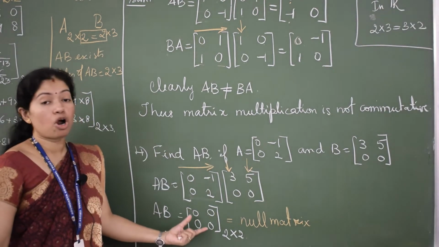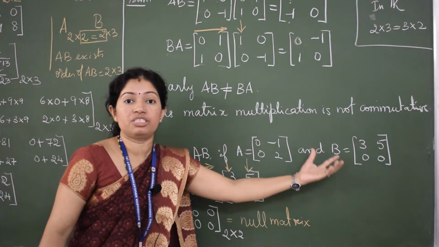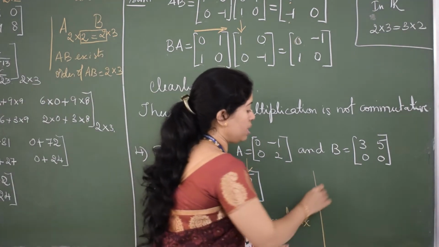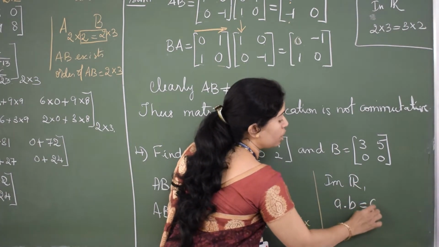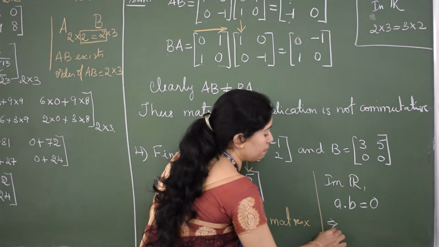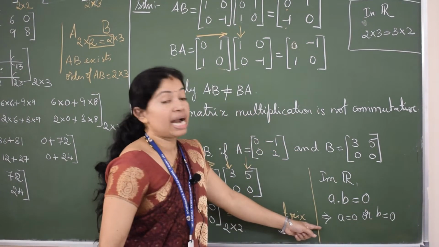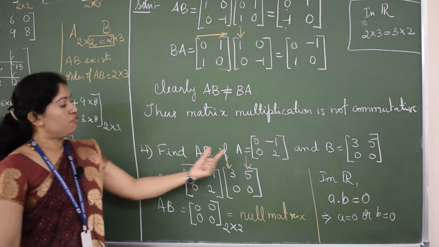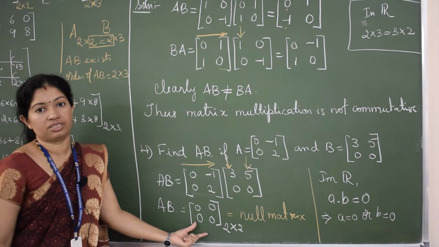So to get the product as a null matrix, it is not necessary that matrix A or matrix B should be a null matrix. But in the set of real numbers, what do you have? If the product of any two real numbers is equal to 0, what does that imply? Either A equal to 0 or B equal to 0. That is not true in the case of matrix multiplication. If you multiply two non-zero matrices, you can get a zero matrix.